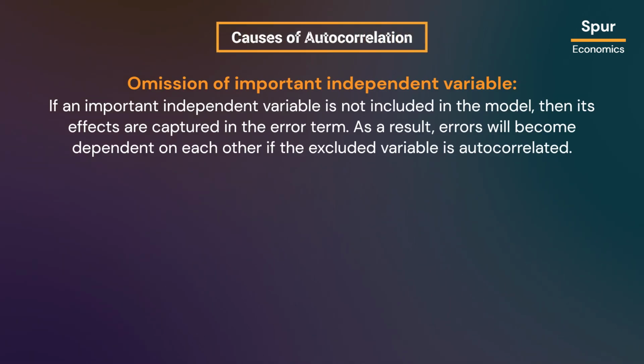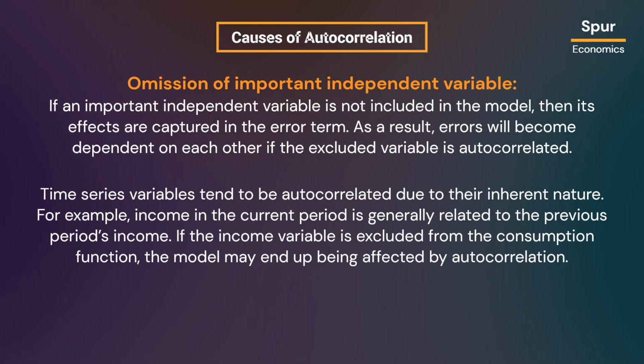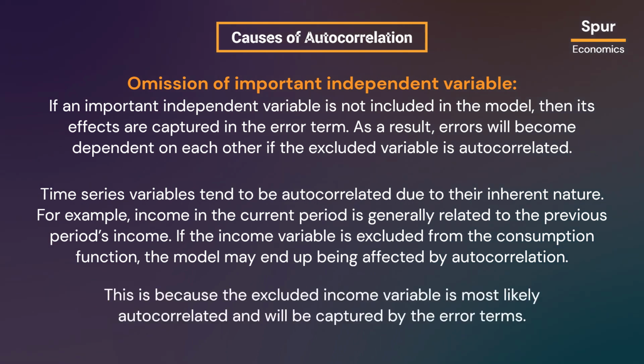Omission of important independent variable. If an important independent variable is not included in the model, then its effects are captured in the error term. As a result, errors will become dependent on each other if the excluded variable is autocorrelated. Time series variables tend to be autocorrelated due to their inherent nature. For example, income in the current period is generally related to the previous period's income. If the income variable is excluded from the consumption function, the model may end up being affected by autocorrelation. This is because the excluded income variable is most likely autocorrelated and will be captured by the error terms.